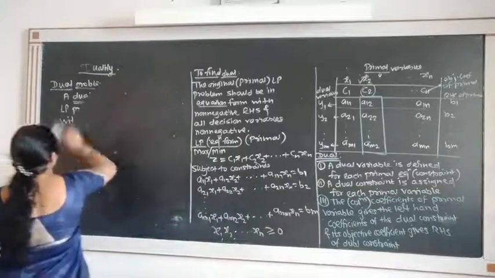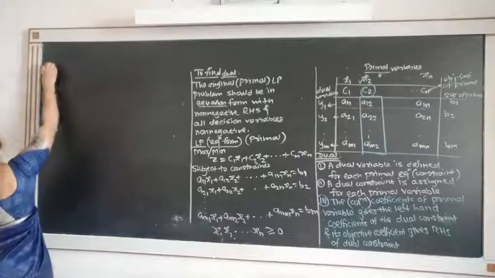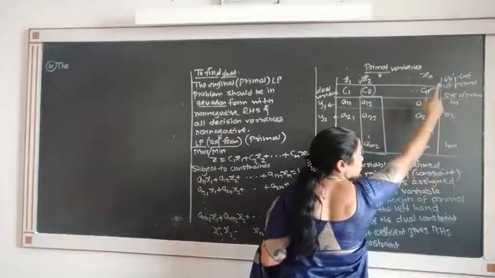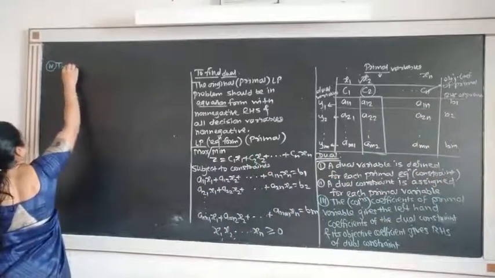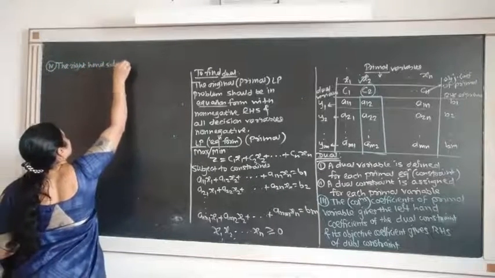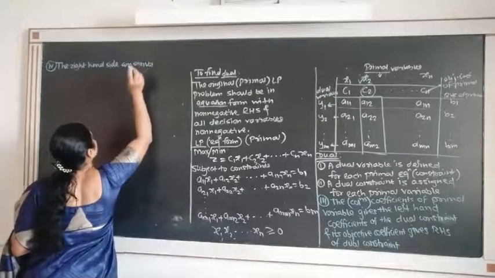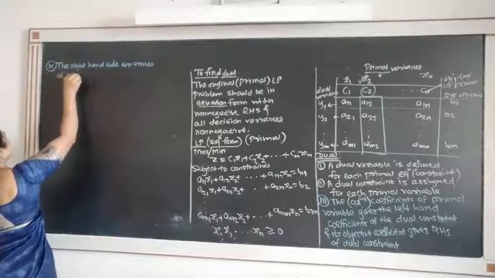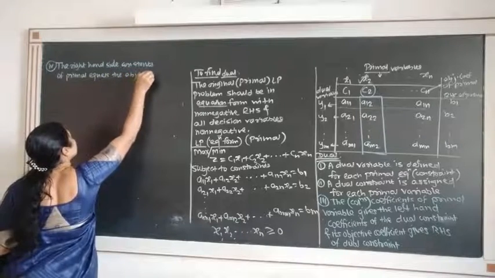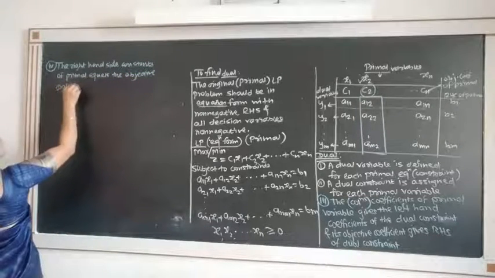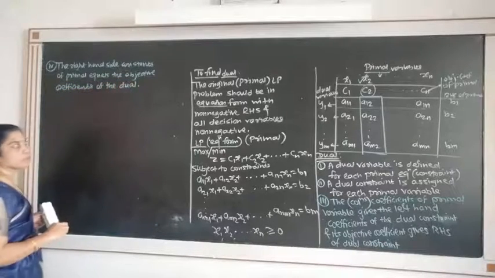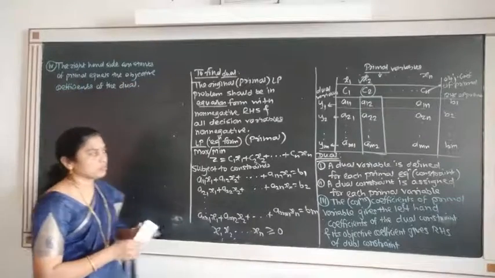And the third rule is, see these right hand side constants of the primal equal the objective coefficients of the dual. So these are the rules for forming the dual.